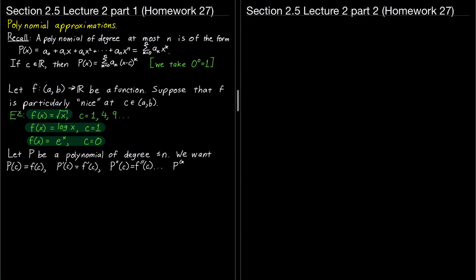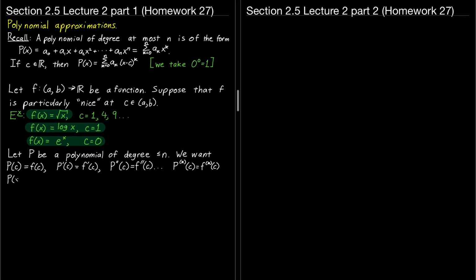And our notation is the kth derivative is p to the power of k in parentheses. Let's see how many derivatives we can get and what we can say about our polynomial p. Well, let's remind ourselves what the derivative of a polynomial looks like.